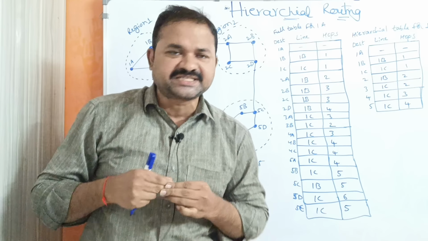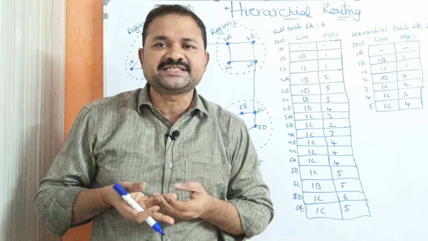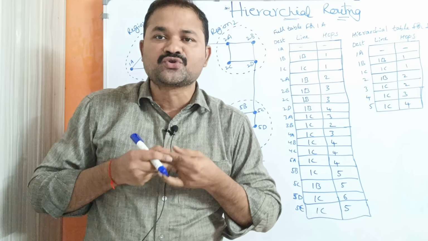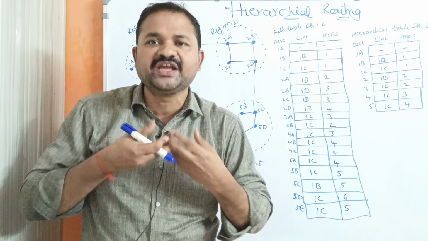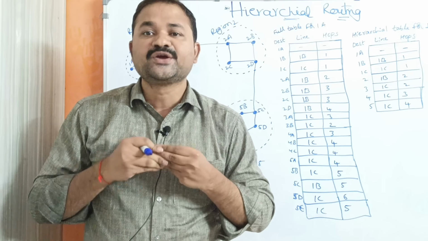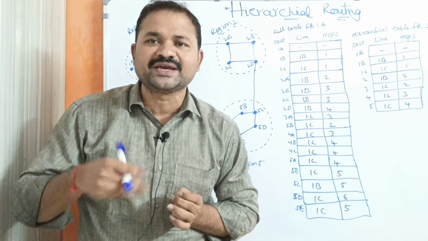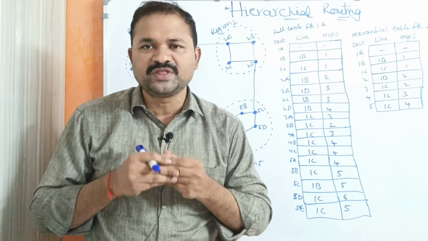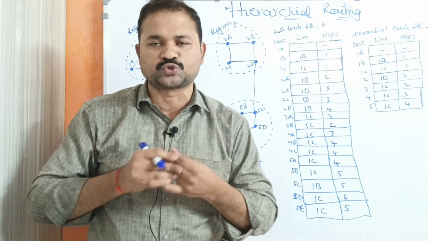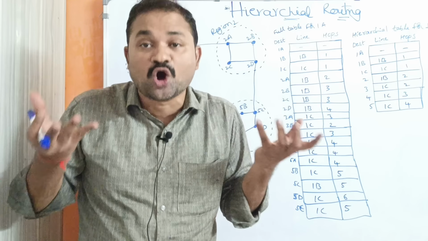Now let us discuss hierarchical routing. When the network size increases, the number of routers in the network automatically increases. We know that every router will have a routing table, so the size of the routing table will also increase. Why? Because the routing table contains information about its neighboring routers also. But here the number of routers is very large.